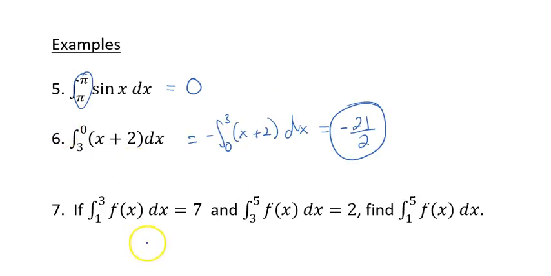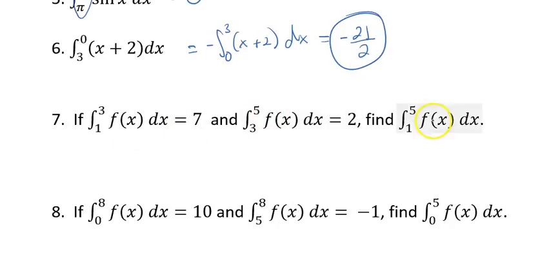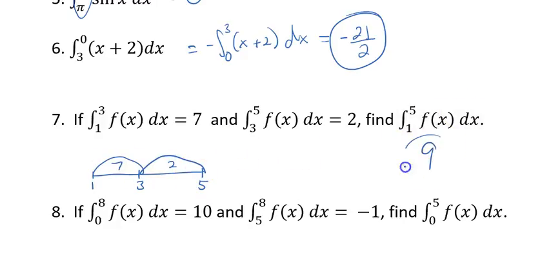And then we have example 7. So here we have the area from 1 to 3 is 7. The area from 3 to 5 is 2. What is the area from 1 to 5? And sometimes I need to picture these. These obviously are easy numbers, but it kind of helps me if I draw a little number line. I'm talking about 1, 3, and 5. So here I have the area from 1 to 3, I'm going to say is 7. The area from 3 to 5 is 2. So what is the area from 1 to 5? Obviously that's going to be 9 because I just have to add those together.